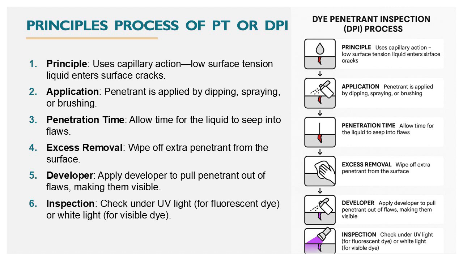Process step number 4 is excess removal: wipe off extra penetrant from the surface. Process step number 5 is developer: apply developer to pull penetrant out of flaws, making them visible. Process step number 6 is inspection: check under UV light for fluorescent dye, or white light for visible dye.